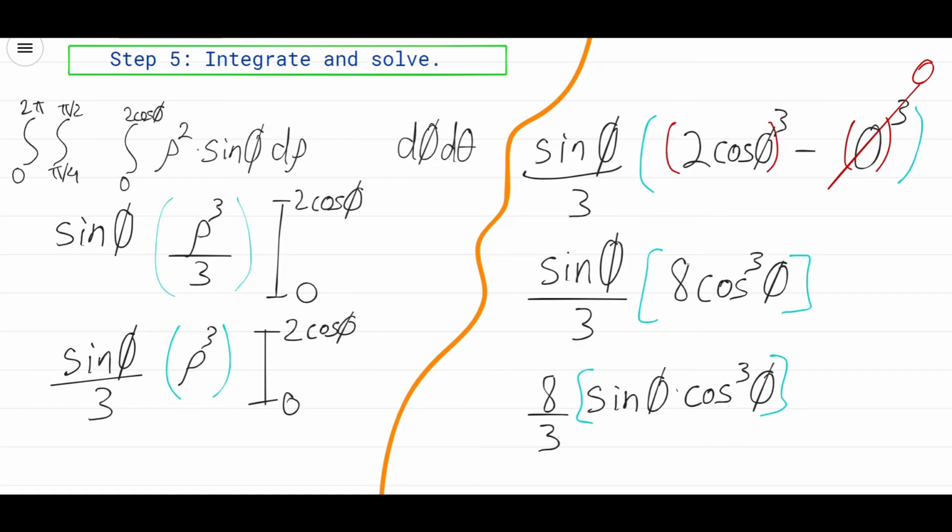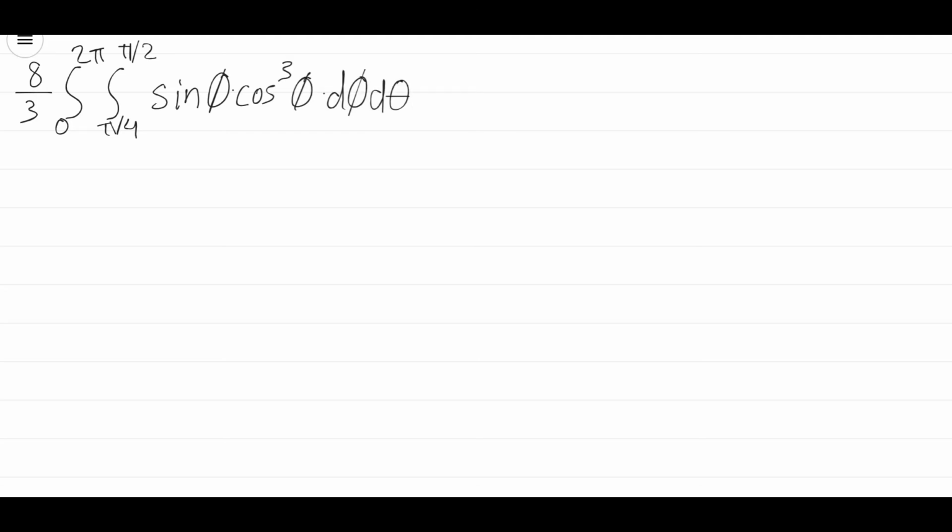So now let's integrate with respect to phi. We know 0 to 2 pi, and we know the phi bounds are from pi over 4 to pi over 2. And we're left with sine phi cosine cubed phi, d phi, d theta. Do not confuse theta with phi, as I mentioned in the previous problem. These are both terms of phi, so we have to integrate both of these. In doing so, we're going to have to apply the u substitution because we have a cosine cubed.